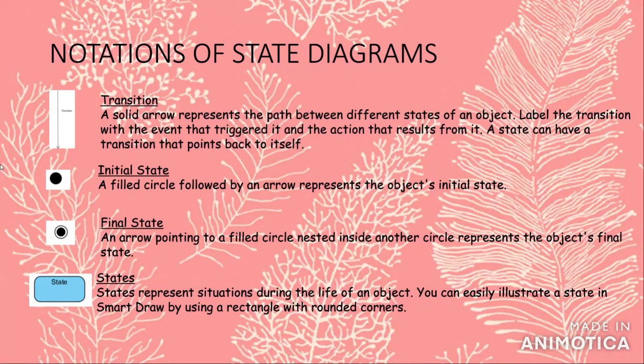This is the initial state. A filled circle followed by an arrow represents the object's initial state. This is the final state. An arrow pointing to a filled circle nested inside another circle represents the object's final state.